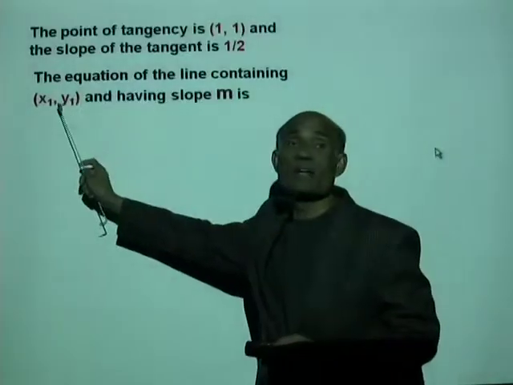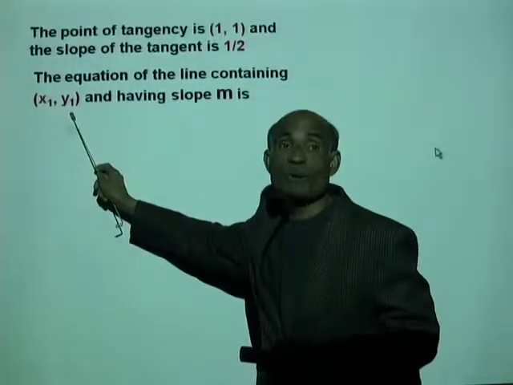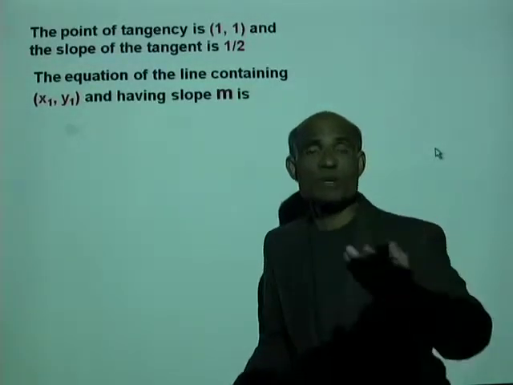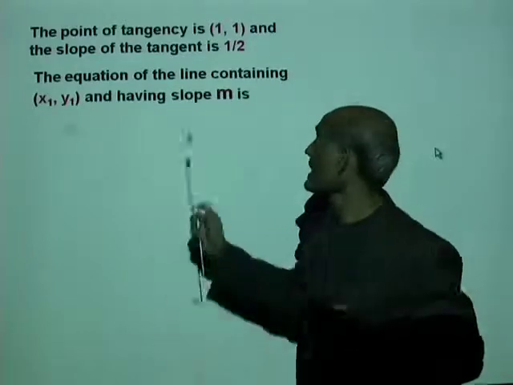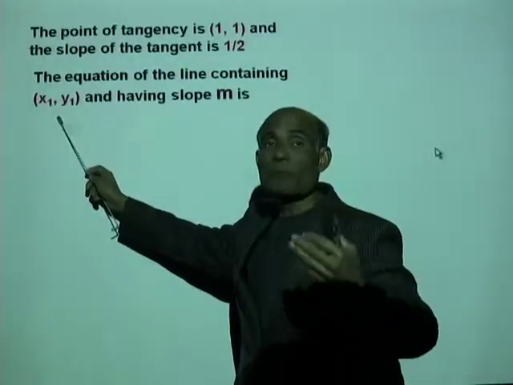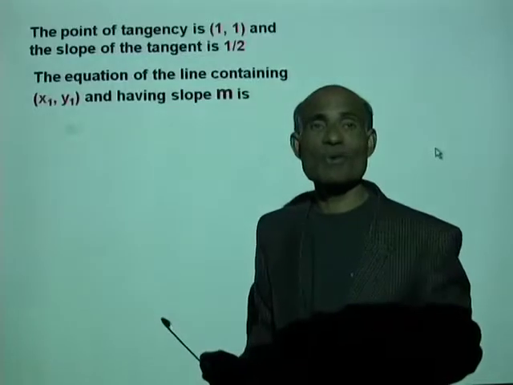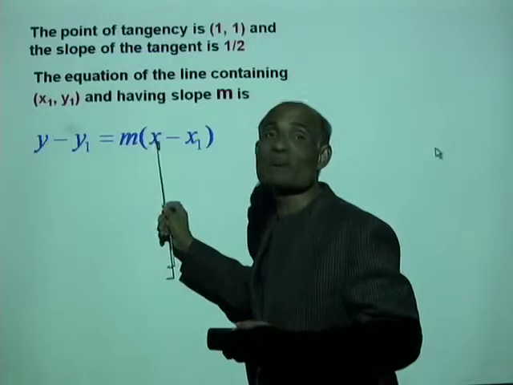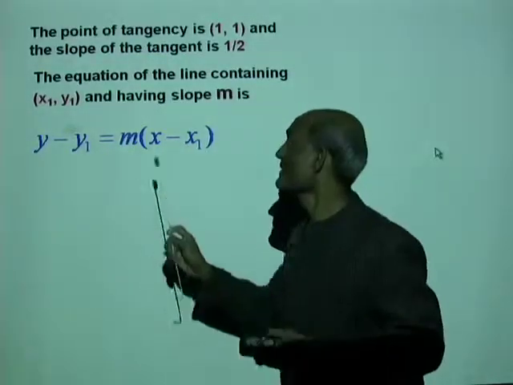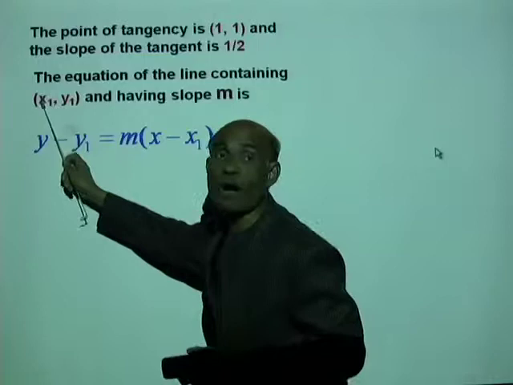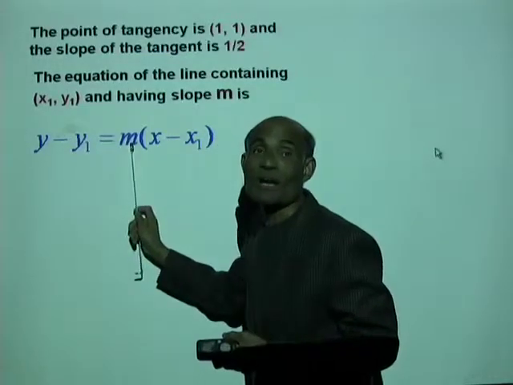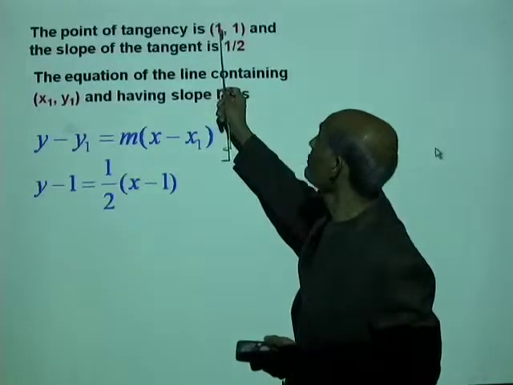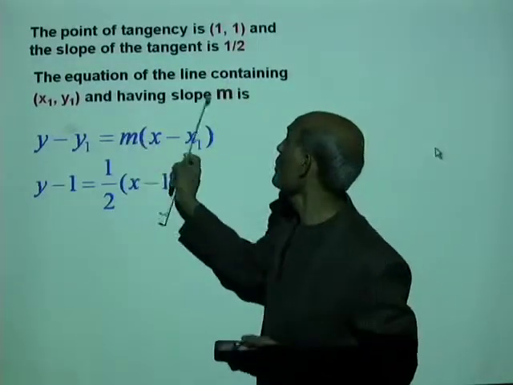The equation of the line passing through the point (x1, y1) and having a slope m is, how many of you can tell me? It is y minus y1 equal to m times x minus x1. We know x1 is 1, y1 is 1, and m is 1/2. There you go. So y minus 1, that's your y1, and that's your m value.